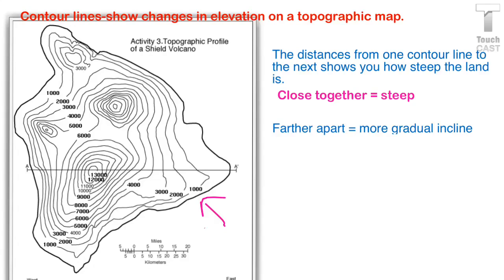When they're close together like we have up here, that means that it's really steep, and since this is a map of a shield volcano, you'd expect that that's probably the rising area of a volcano. But then, if they're farther apart, like these right here, this is just a more gradual incline. So it is increasing in elevation, but at a much slower rate.